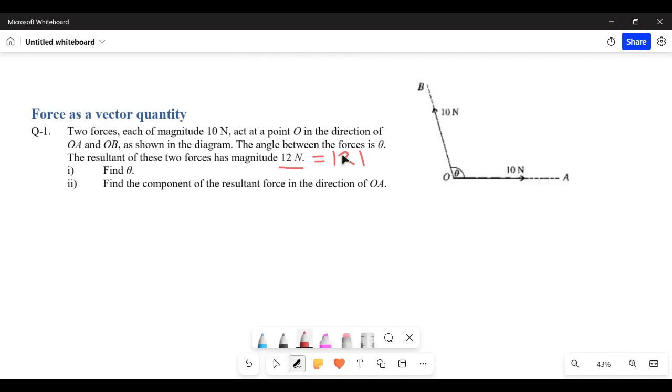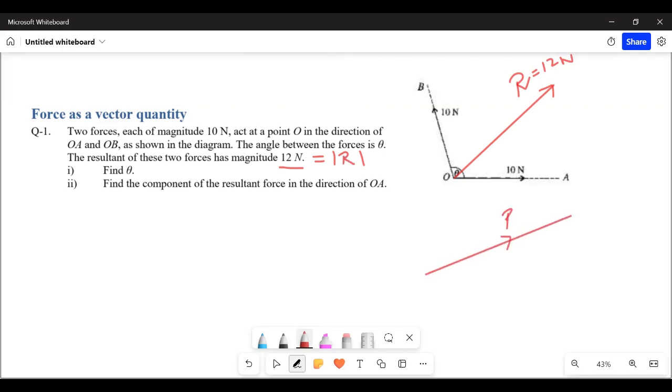Okay, let's find theta first. Resultant force is going to be somewhere over here. That's R. And R is 12, so I'm writing 12 newtons here. Okay. Now this R is going to have an X component and a Y component.